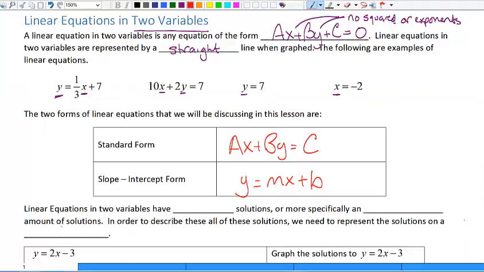Now, linear equations in two variables have many solutions. In fact, they have an infinite amount of solutions. So if we're to describe all the solutions, we need to represent the solutions on a graph. Like some of the other lessons we've already talked about, if there's an infinite amount of solutions, we can't actually list them all. There's just no way. The only way we can do that is to graph them, which is what we're going to do.